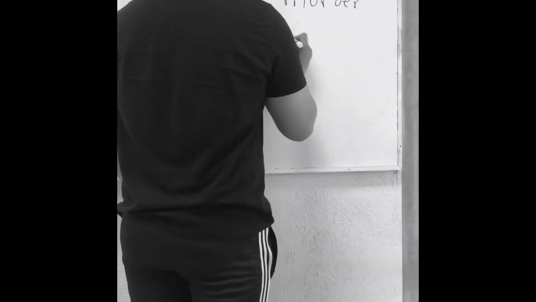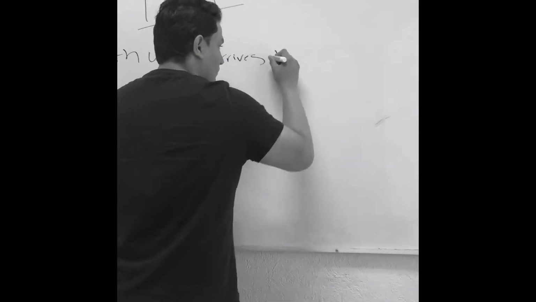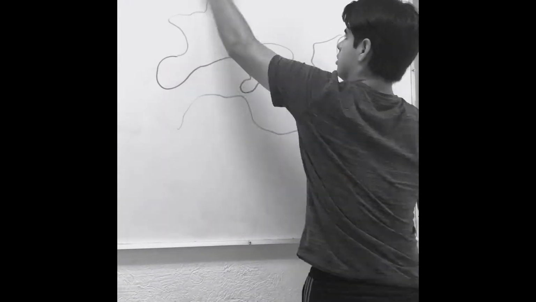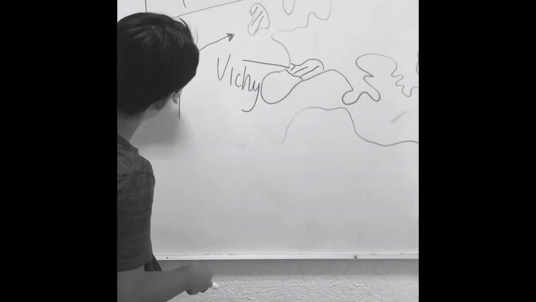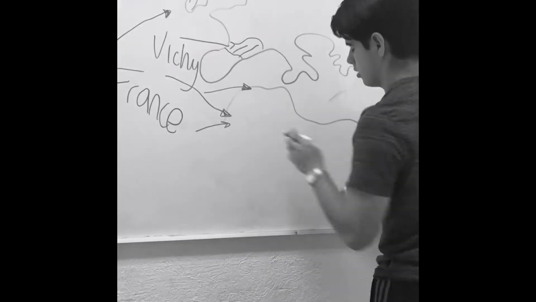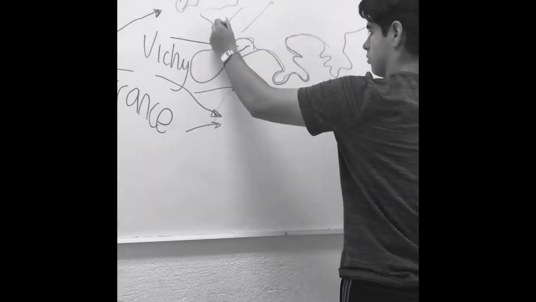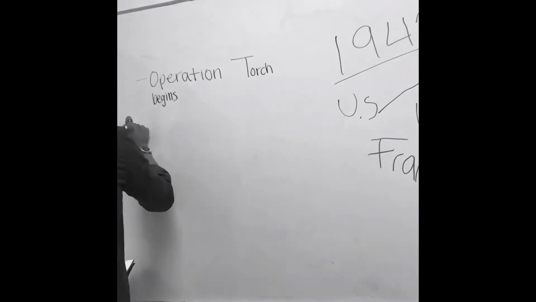Then in 1942 happened the Battle of Stalingrad. This battle was in the USSR. Then happened the massive murders of Jewish people in Germany. Then the first American troops arrived in the UK, and then happened Operation Torch, in which the US invaded North Africa. Then Germany and Italy occupied Vichy France.